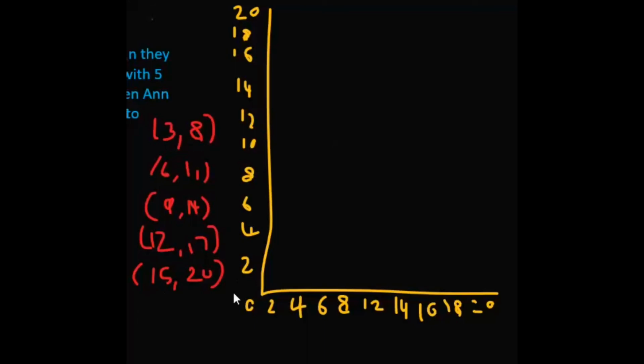First we have 3 and 8. We move over to 3, which is in between 2 and 4, so right in the middle. Sorry about that, that dot doesn't belong there. Then we go up to 8, which is right over here. Then we have 6 and 11, which is in between 10 and 12, which is right here.